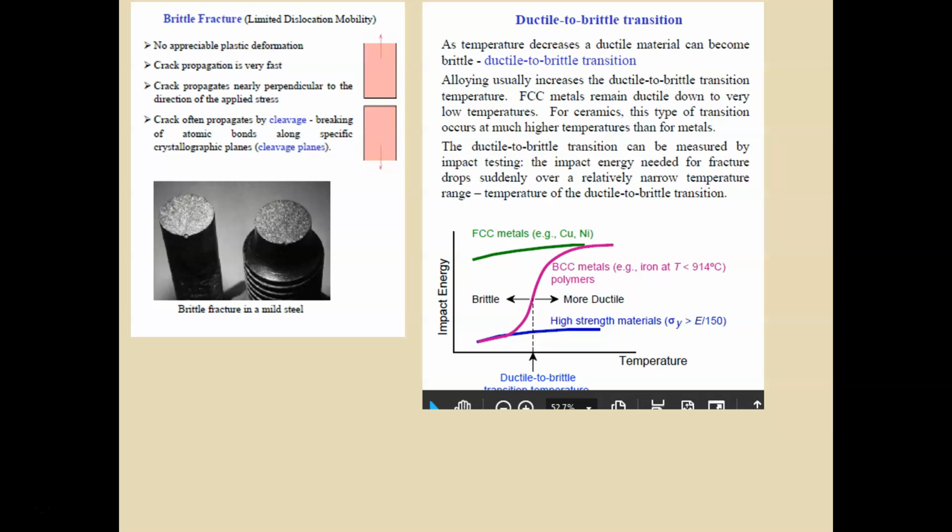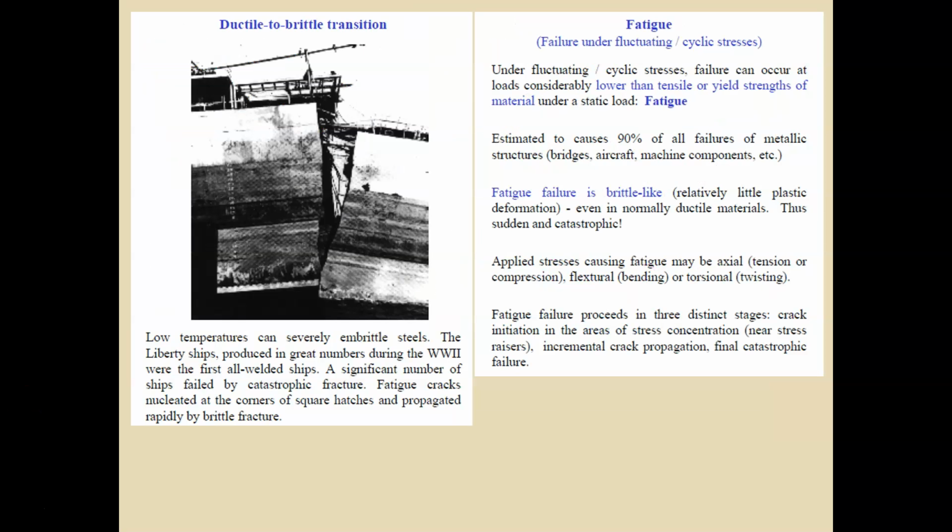Determining the temperature at which a material starts to change to being brittle is known as the ductile to brittle transition temperature. Low temperatures will embrittle steels. The first all-welded Liberty ships produced during World War II failed by catastrophic fracture when exposed to the cold North Atlantic sea temperatures. Fatigue cracks formed at the corners of the square hatches and spread rapidly by brittle fracture. Most famous ship, think about the Titanic.